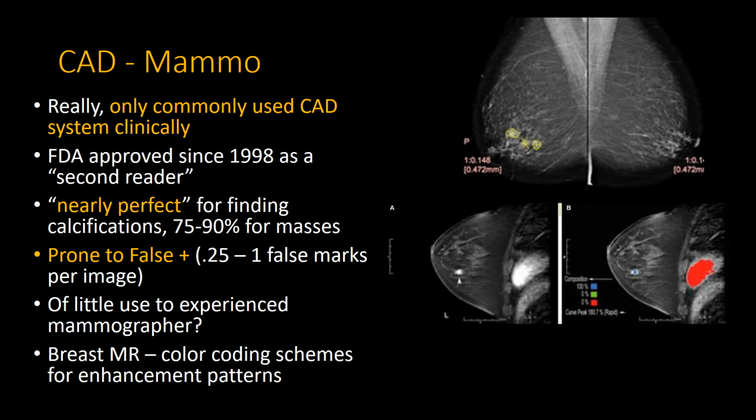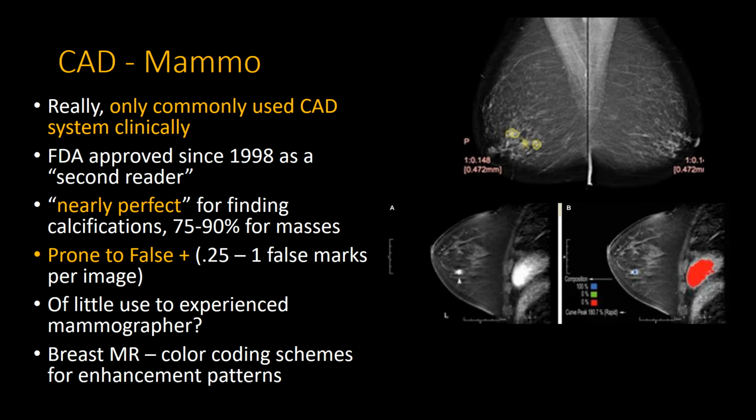So really the only commonly used CAD system clinically right now is mammography. It's been FDA approved since 1998 as a second reader. Of note, even though it's been in use for over 20 years, it's not approved as a primary reader of radiographs. It's nearly perfect for finding calcification, and it's pretty good for finding masses. But the main problem is that it's very prone to false positives. So some of these systems have up to one false positive mark per image.